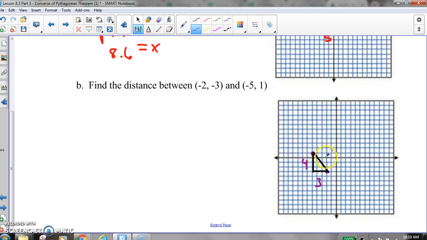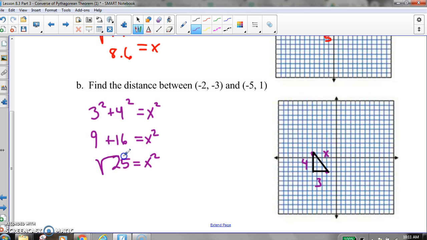I'm trying to figure out what the distance is, so that's my unknown. All right, so that looks like Pythagorean theorem. I've got the legs of 3 squared plus 4 squared equals x squared. 3 squared is 9. 4 squared is 16. 9 and 16 do give me 25. But remember, I need to square root it. So the correct answer for that is 5. So the correct distance between those 2 points would be about 5 units.